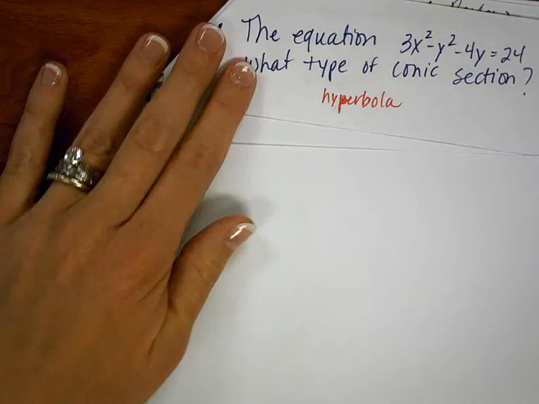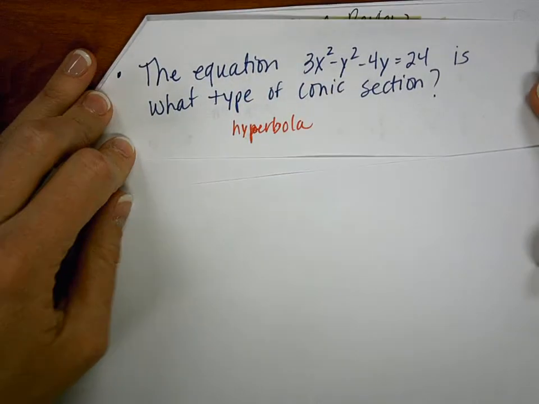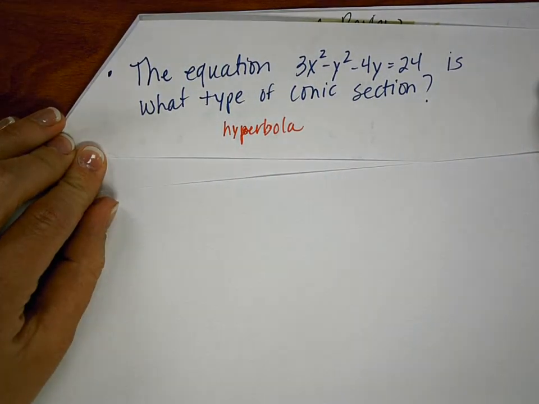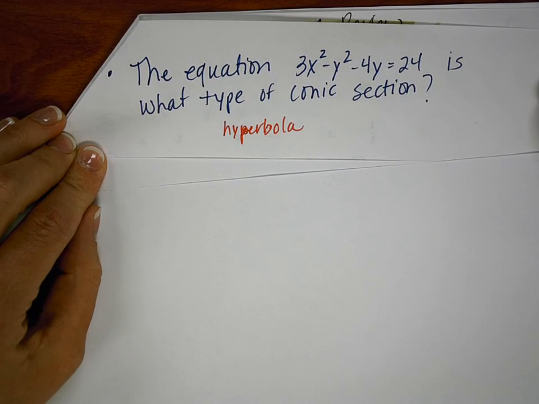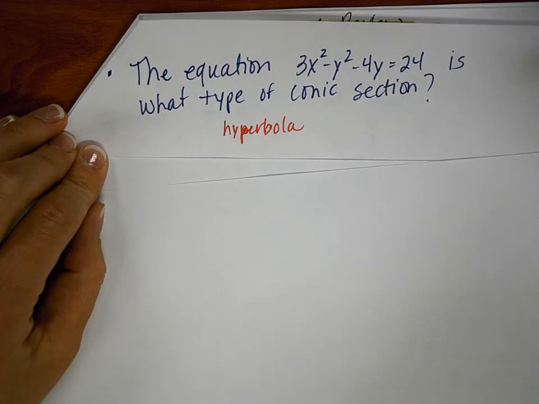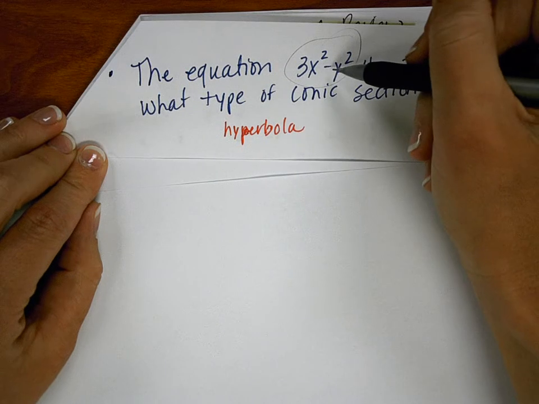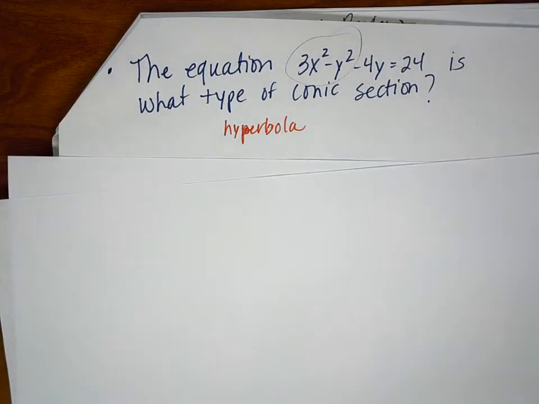All right, looks like I have one last one. It says the equation 3x squared minus y squared minus 4y equals 24 is what type of conic section? You can see the answer right there. It's a hyperbola. But how did I know it was a hyperbola? Well, you have 2 squared terms, but one of them is a negative. If one of your square terms is a negative, it is automatically a hyperbola.